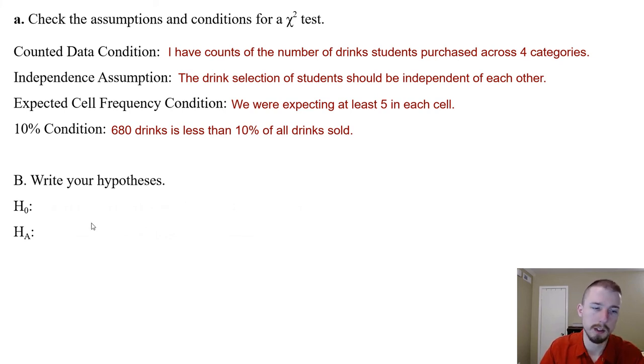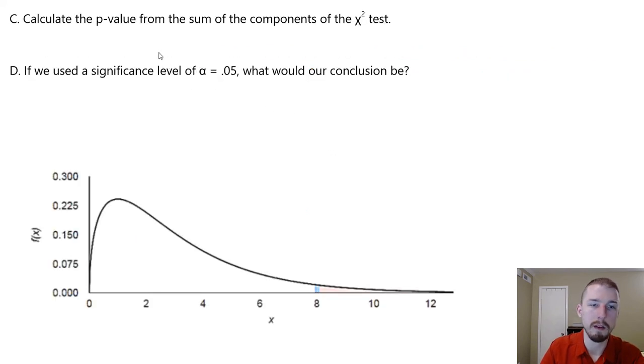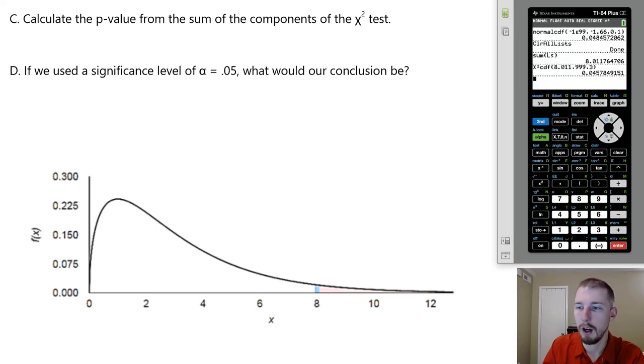Write your hypothesis. So the null hypothesis would be that they're evenly distributed, or that there's no preference for the drinks. The alternative would be that there is an association between them, so there actually is a preference, or that the drink preference is not evenly distributed. So calculate the p-value for the sum of the components for the chi-square test. We did that. That was the 8.012 or 117, 118, however you want to round it.